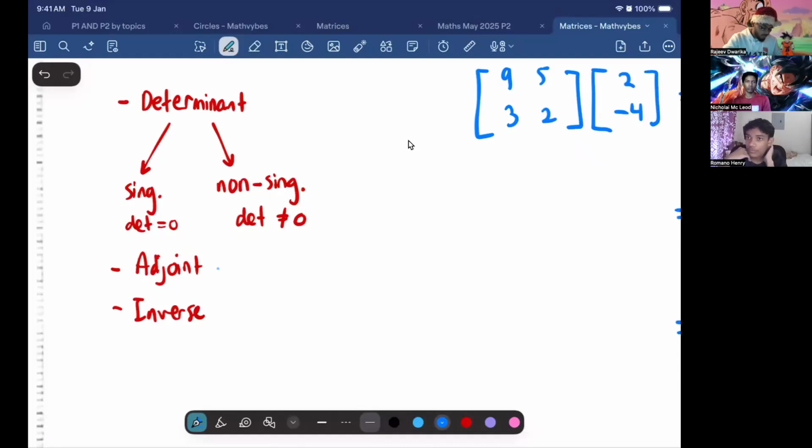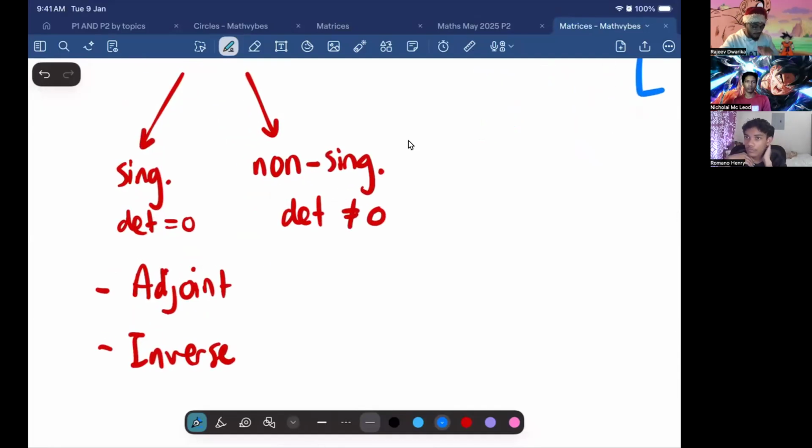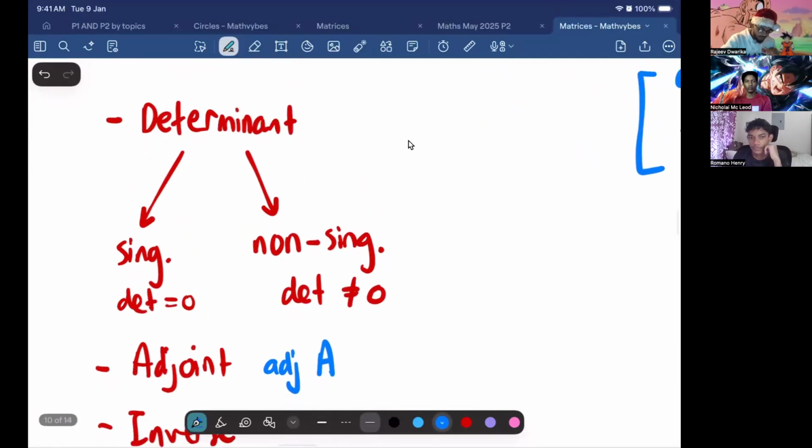Remind me, guys, if I wanted to write the symbol for the adjoint of a matrix, what would I write? I'll say adjoint of A. And if I wanted to find the determinant, I would write the matrix A with two lines on either side. That's the symbol for the determinant.